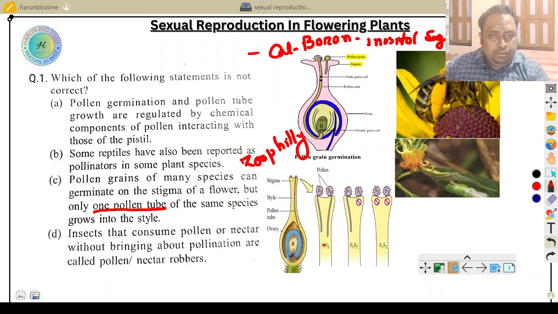But when the pollen grain contains S3 and S1 alleles and the carpel carries S1 and S2 alleles, only the opposite allele S3, which is absent in the carpel, grows, but not S1, because the S1 allele is present. So the same type of allele does not help to develop the pollen tube. Here S1, S2, there is no pollen tube growth. So only when opposite types of alleles or genotypes are present does the pollen tube grow. Clear? So here the not correct answer is C. Next question.